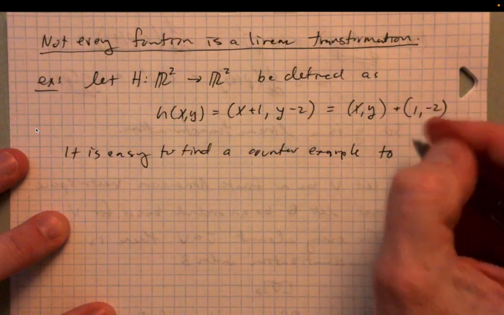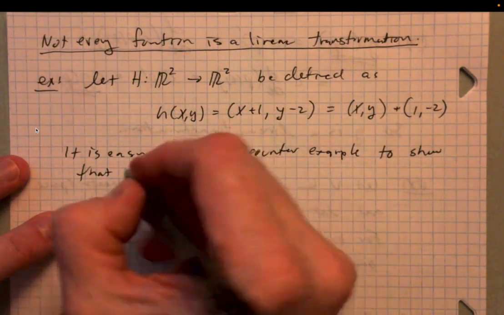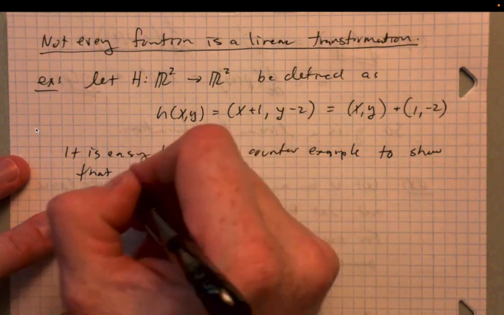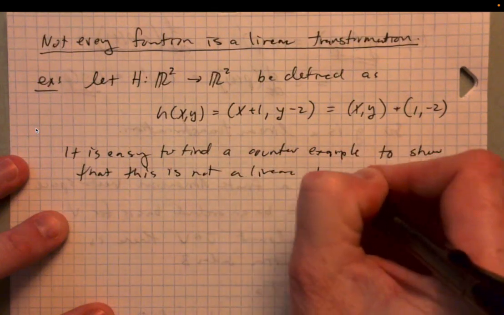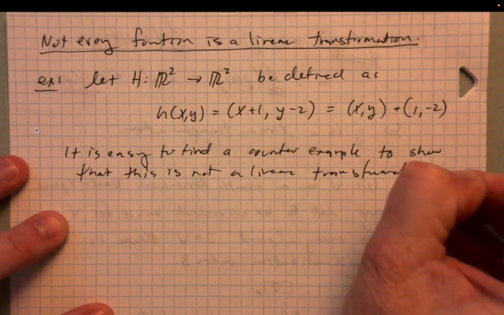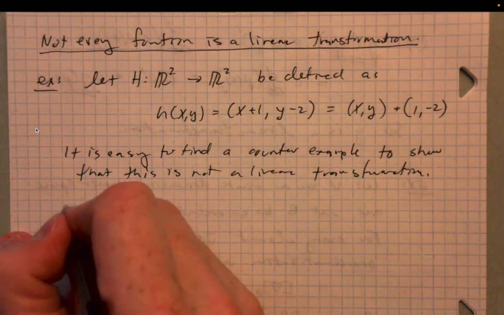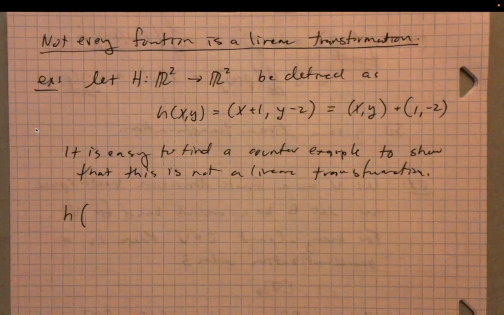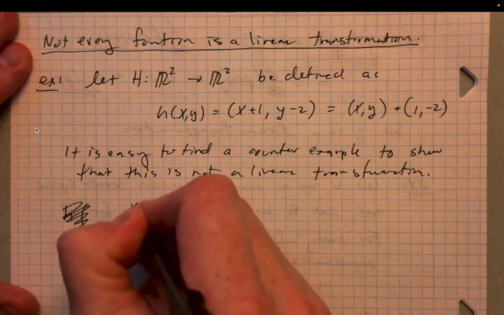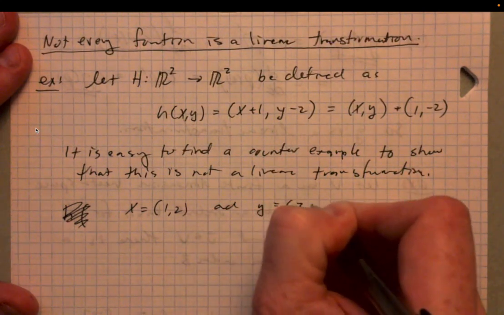It's very easy to find a counterexample to show that while this is a function, it is not a linear transformation. Okay, and so here's a counterexample. We'll take two vectors. Hold on, let me write them out. So x will equal (1, 2), and y is equal to (3, 4).